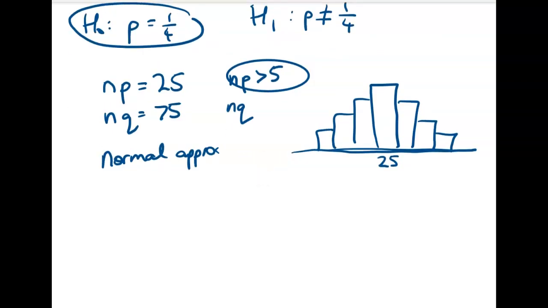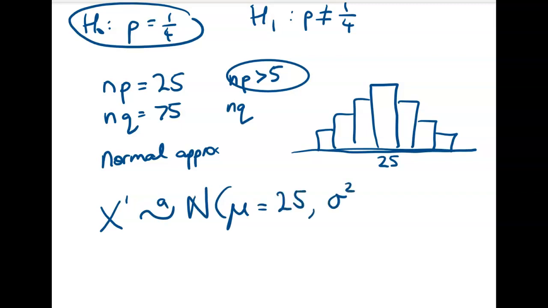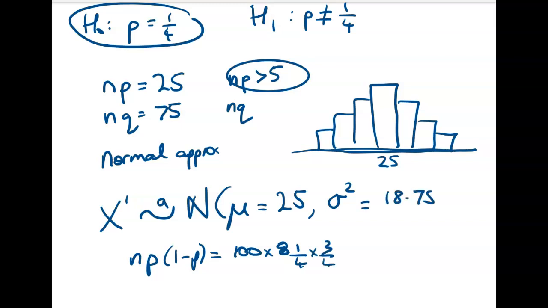Okay, so the first thing to do is to say, well, what's my approximating variable going to be? We'll call it X dash. It's going to be roughly normal, and it's going to have a mean of NP, which is 25, and its variance is going to be NP(1 minus P), which is 100 times 1/4 times 3/4, which gives us 18.75, right? And we're doing this assuming that the null hypothesis is true.